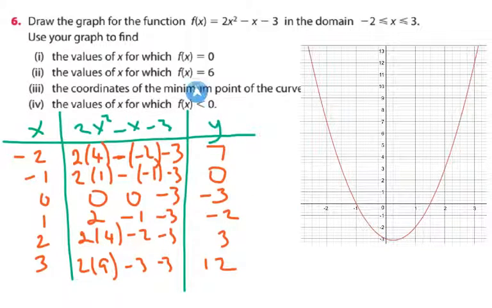Let's answer the questions. The values for x for which f of x is equal to 0. So we know that f of x, the function, is equal to 0 when x is equal to minus 1 and x is equal to 1.5. Okay, so there's the answer to that. x equals minus 1, x equals 1.5.